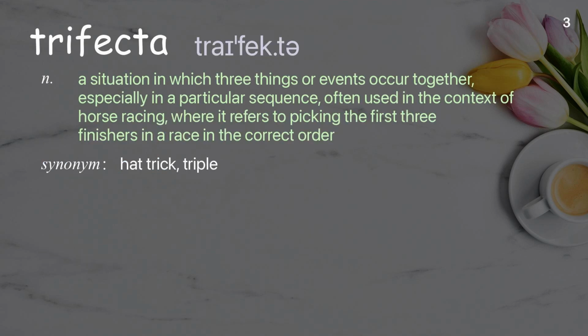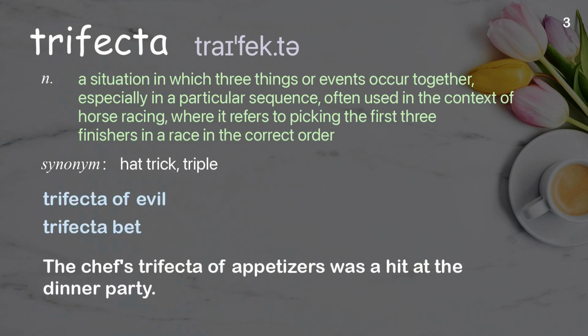Trifecta. A situation in which three things or events occur together, especially in a particular sequence, often used in the context of horse racing, where it refers to picking the first three finishers in a race in the correct order. Examples: Trifecta of evil, trifecta bet. The chef's trifecta of appetizers was a hit at the dinner party.